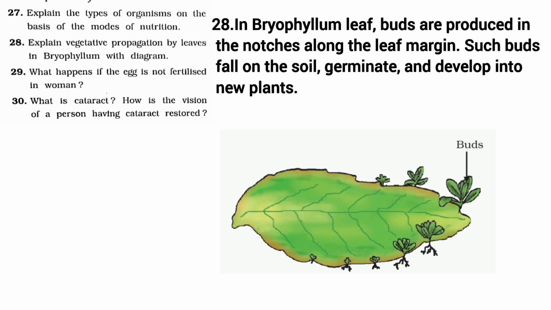Question number 28. Explain vegetative propagation by leaves in bryophyllum with diagram. Answer. In bryophyllum leaf, buds are produced in the notches along the leaf margin. Such buds fall on the soil, germinate and develop into new plants. And also the figure is given over here.